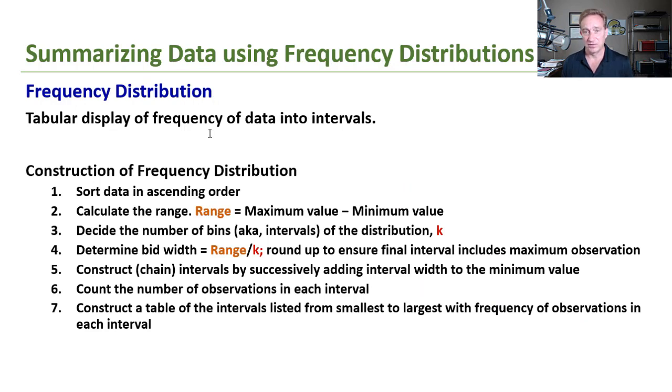Oftentimes we summarize the data with frequency distributions. That's a tabular display of the frequency of data in intervals. This is a way to summarize large data sets and ultimately into a histogram. But the steps there are to sort the data in ascending order and then calculate the range. That's not something we select because the range is the difference between the maximum and the minimum value. And then something we do select or decide is the number of bins or intervals.